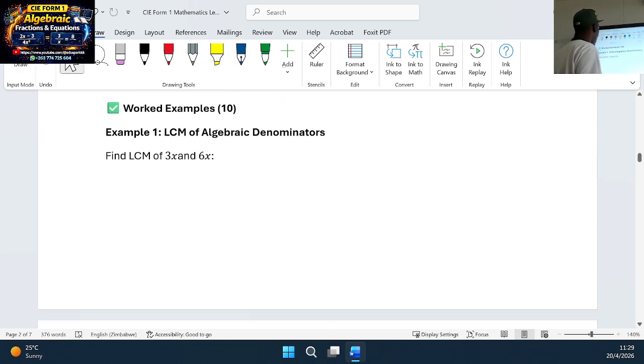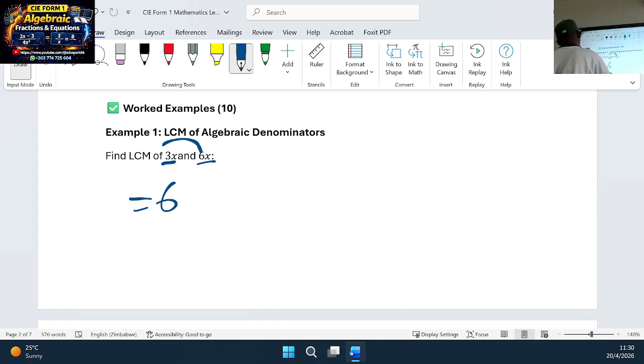Now we are going through these problems together. There are 10 of them. First one, we are interested in the LCM of algebraic denominators. I'm given two terms here. The first one is 3x, the other one is 6x. So we start by dealing with the coefficients, which are 6 and 3. The smallest number divisible by both is 6.